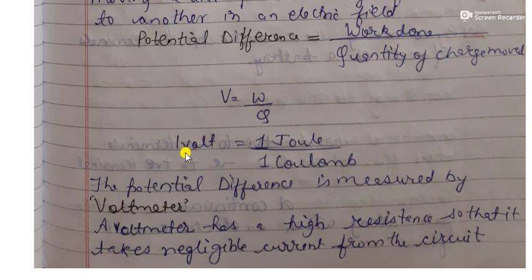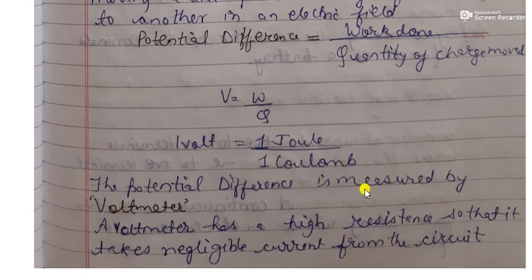Now 1 volt, the SI unit of potential difference, is equal to 1 joule, where 1 joule is the SI unit of work and coulomb is the SI unit of charge. So 1 volt is equal to 1 joule upon 1 coulomb.